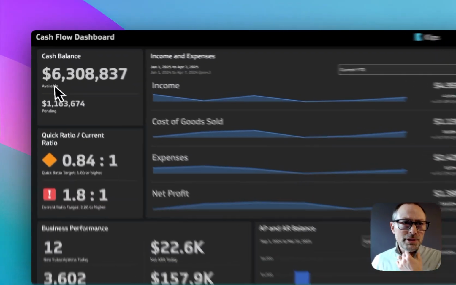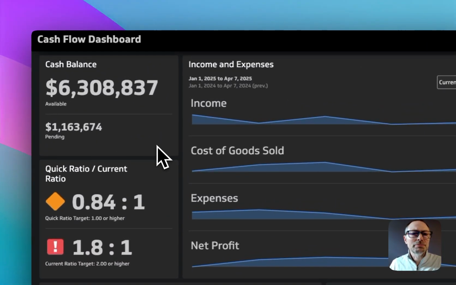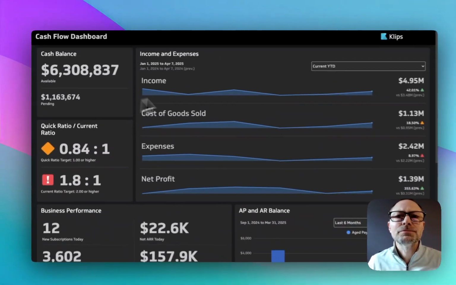So right up at the very top, probably the most important lifeblood information of the company, I would say, is the cash position. So here's the available cash. Interestingly, there's a little number here that says how much is pending, depending on your payment provider. So for example, with Stripe, we know when money is coming into the bank, so you can put that as pending, especially if cash flow is tight. You want to make sure that you've got enough to cover certain expenses and understand what that number is.